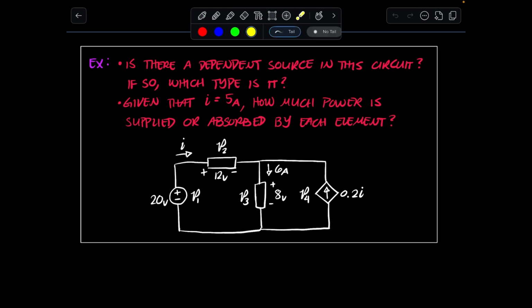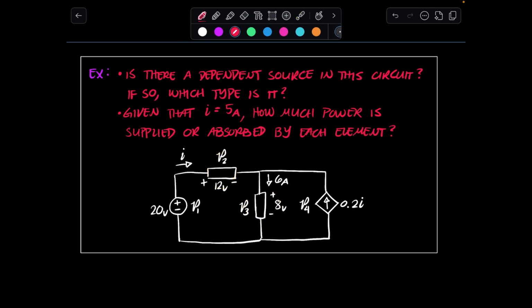Here's an example of dependent sources and how they relate to voltage, current, and power in a circuit. So for this example, we have an independent voltage source, we have a dependent current source, and we have 2 passive elements. So firstly, it asks, is there a dependent source in this circuit? If so, which type is it? Well, we've established that we do have a dependent current source right here.